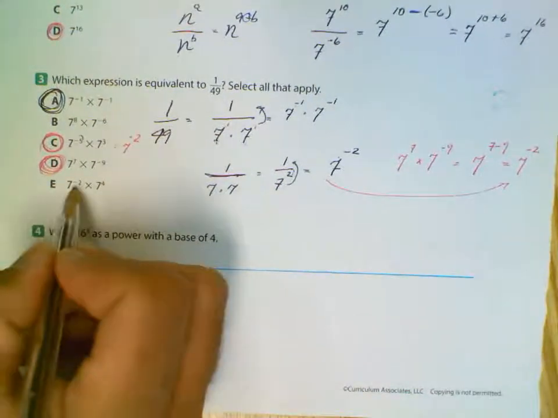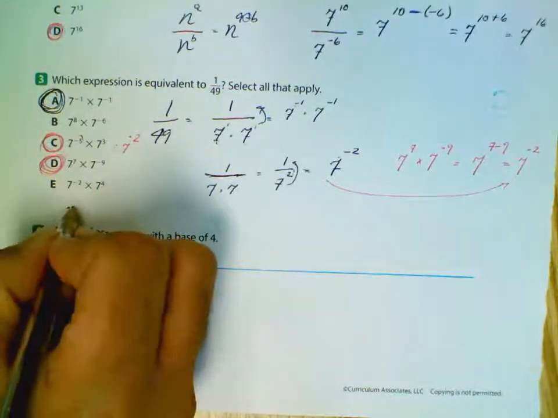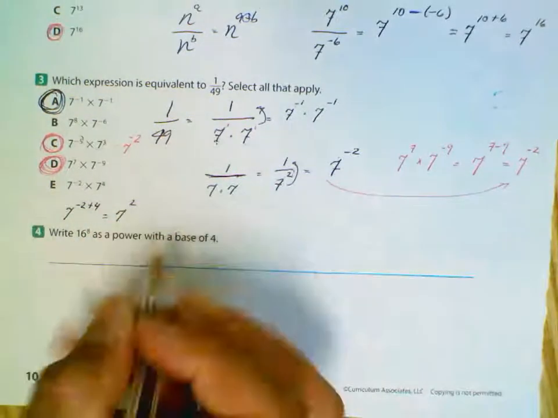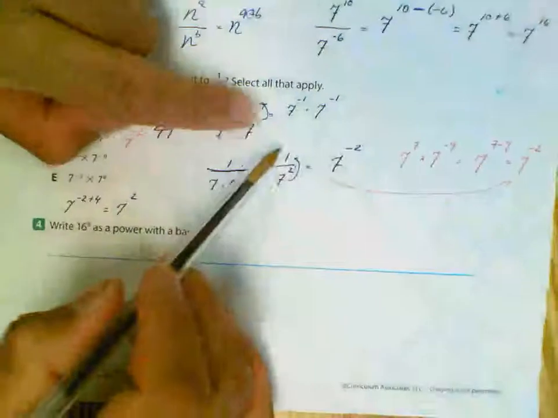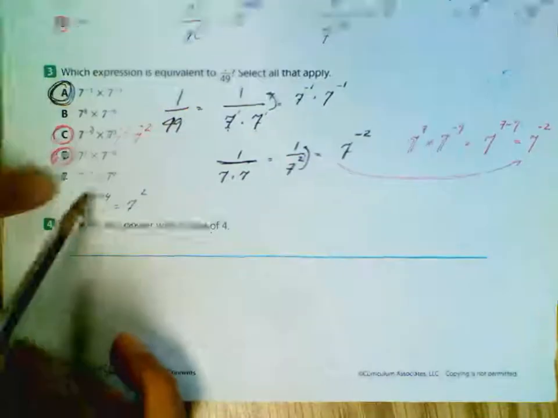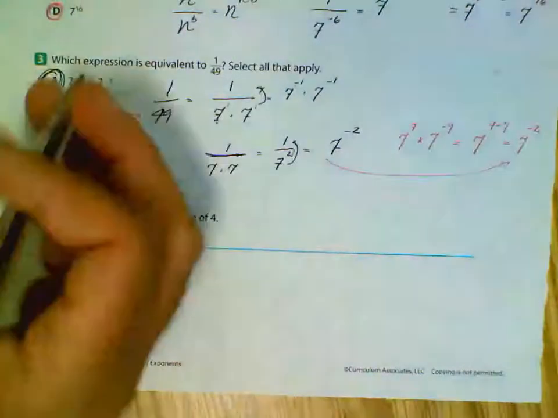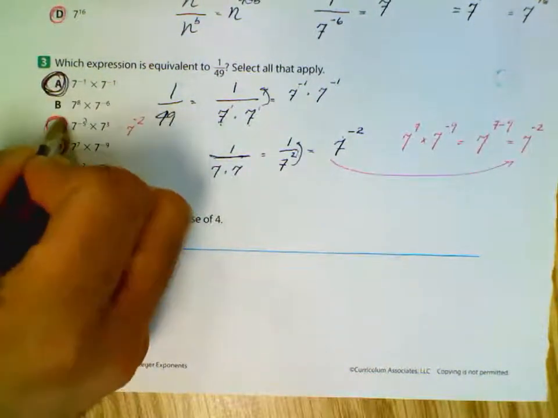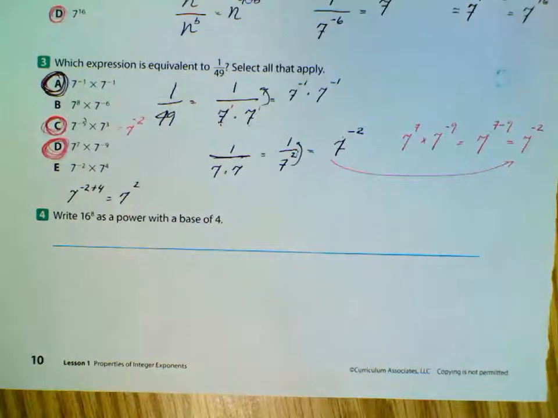I have negative 2 and 4. So if I simplify this one, negative 2 plus 4 is equal to 7 to the second power. It's negative 2, it's second power if it's in the denominator. But this one is not in the denominator, it's in the numerator. So the only solutions are A, B, C, and D.